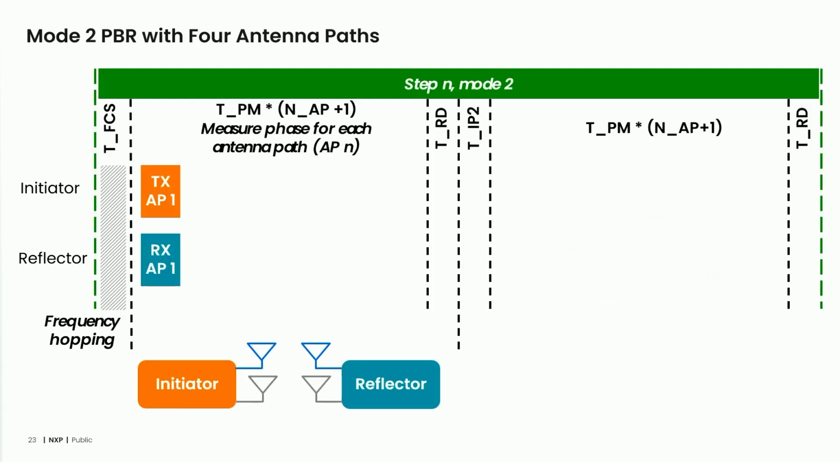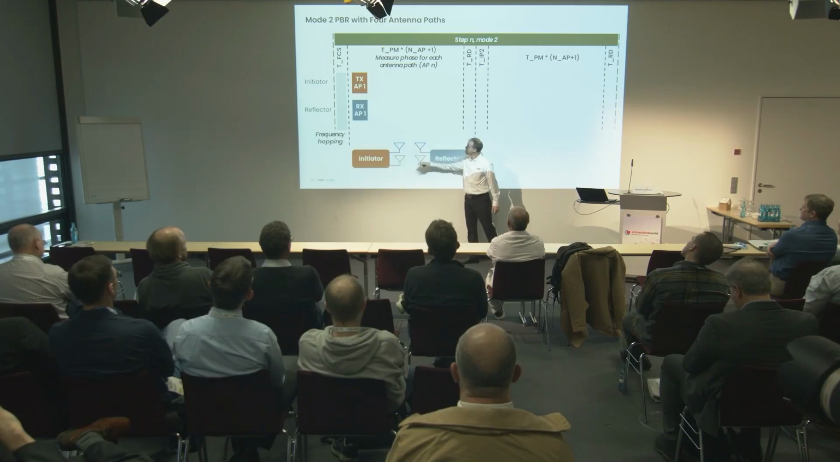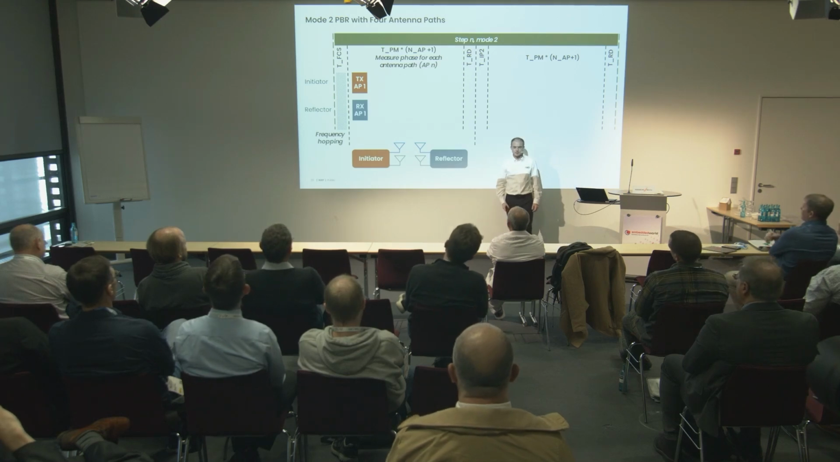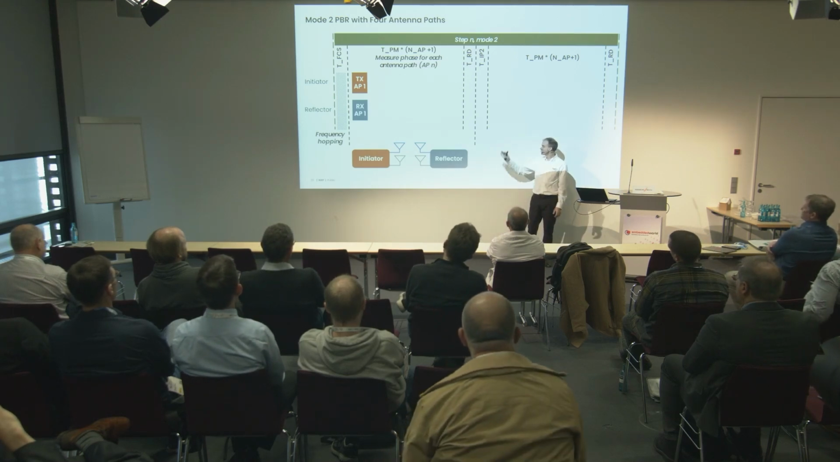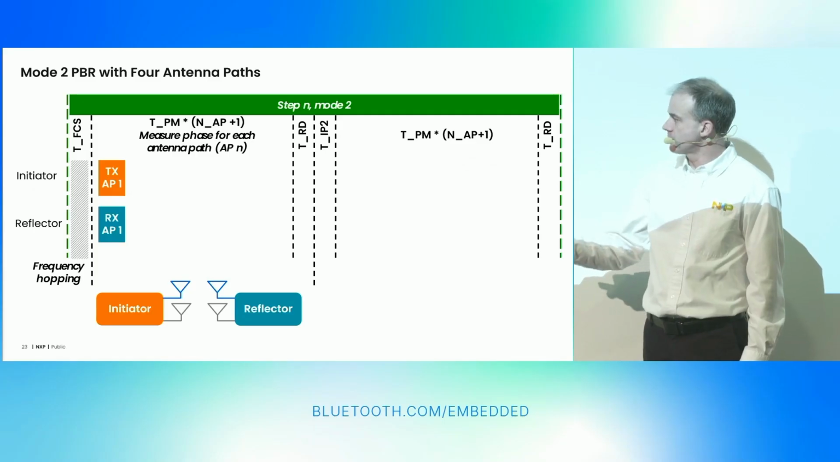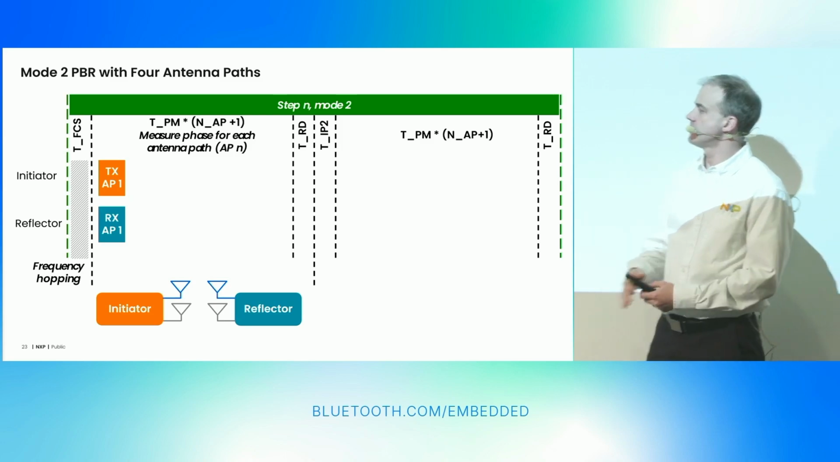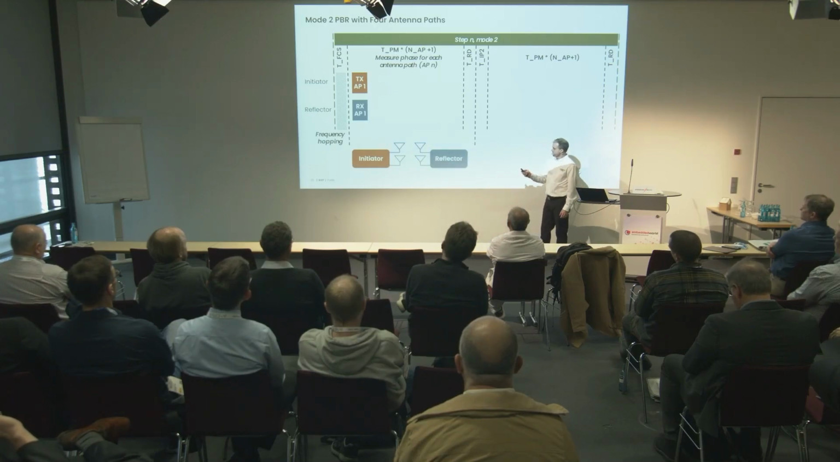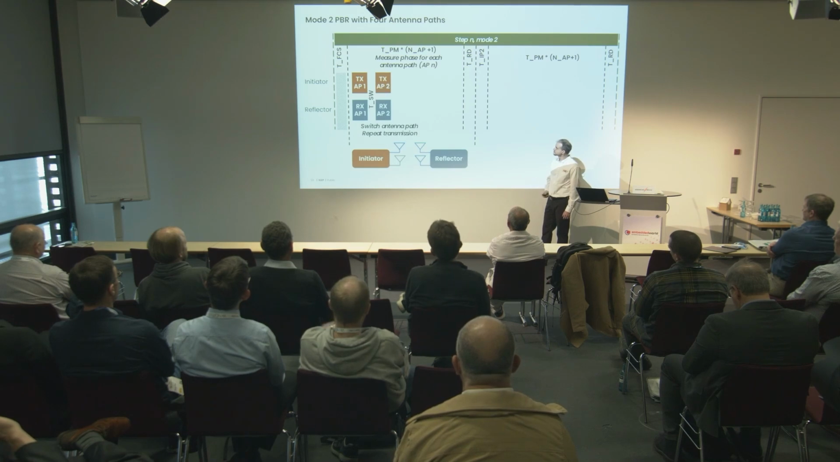To start off with mode 2, phase-based ranging, we're going to look at the scenario where there are 2 antennas on each side. We're going to start with a frequency hop. That's our modus operandi: we always frequency hop whenever we do a new step. After the frequency hop, the initiator transmits to the reflector, and it's this first signal path right here, the 2 blue antennas. This is called antenna path 1, or AP1, in the diagram. We transmit and measure the phase.